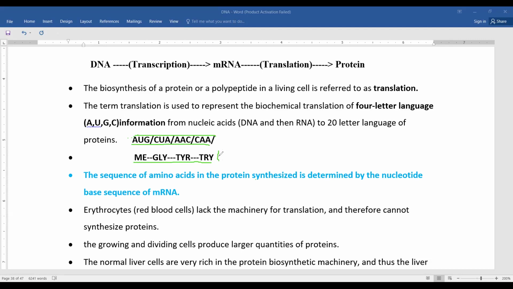The molecule is nothing but the polypeptide. What is that? A polypeptide. So it goes on like this.